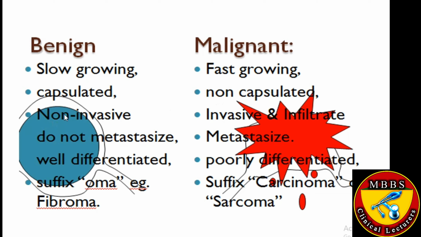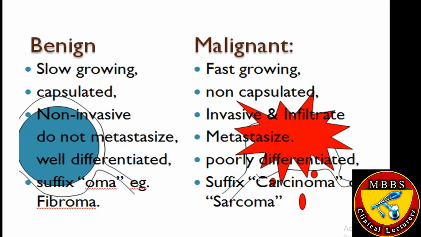Benign tumors are non-invasive, that is, they do not infiltrate the surrounding tissue, while the malignant tumors do. Benign tumors do not metastasize, that is, they do not invade the blood vessels to spread to distant sites of the body, while malignant tumors metastasize. Benign tumors are well differentiated, that is, they closely resemble the normal counterpart. While malignant tumors, not all of them are poorly differentiated, they vary from well differentiated to poorly differentiated.